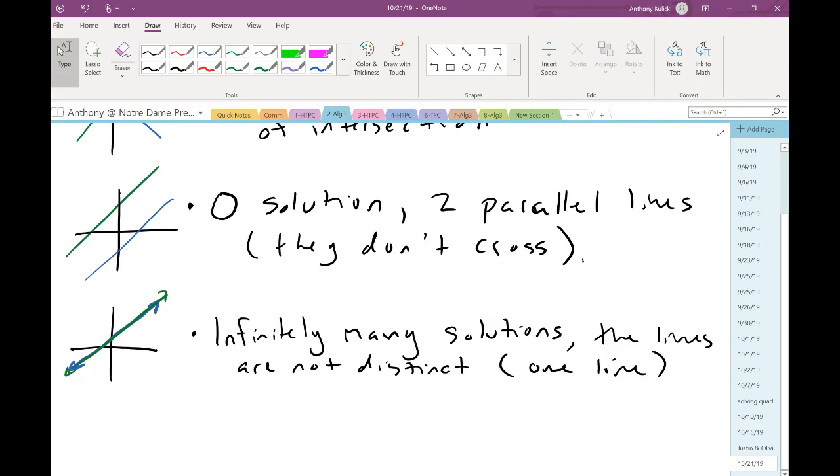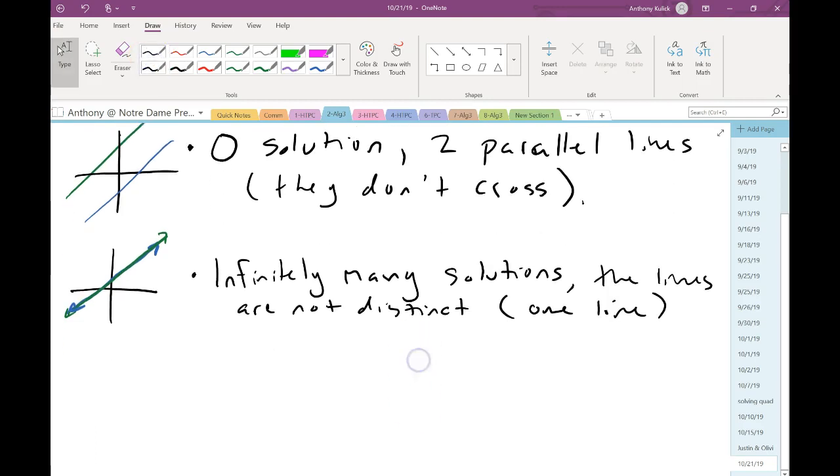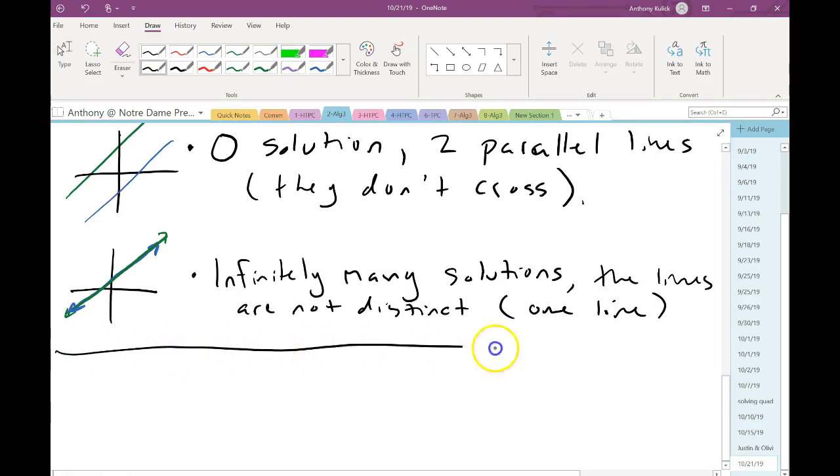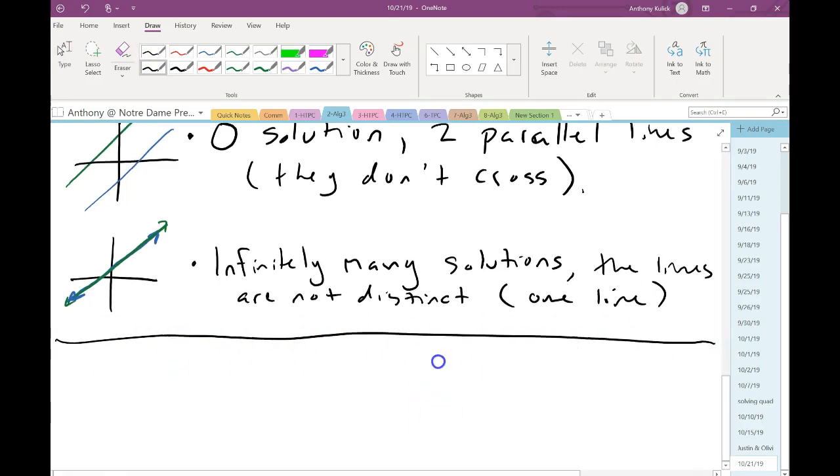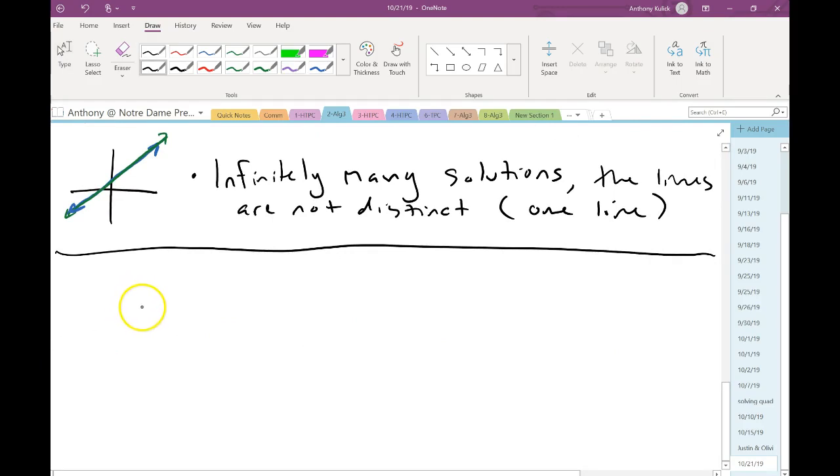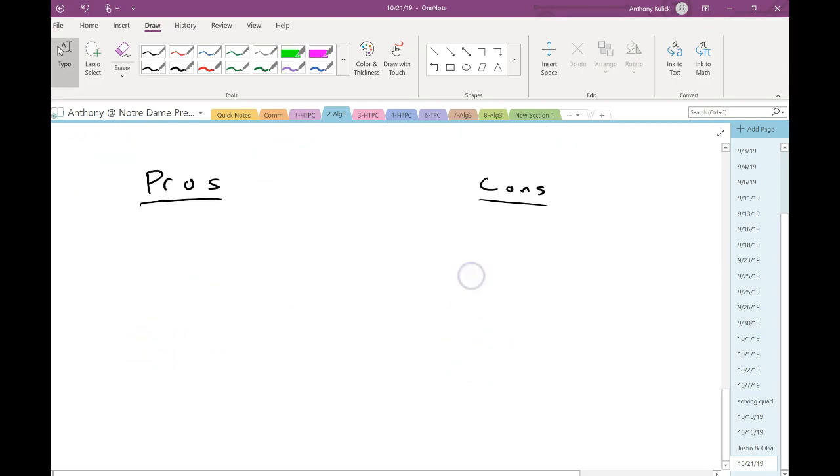All right. So we've done this solving by graphing. Now, a couple of examples. Let's make a pros and cons list of kind of the benefits or drawbacks to this as a method. We've seen a little bit of how this works, right?